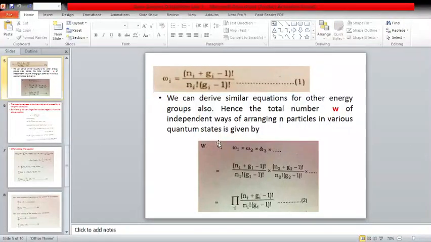We can derive similar equations for other energy groups also. Hence, the total number W of independent ways of arranging N particles in various quantum states is given by W equals W1 into W2 into W3 etc. That is, N1 plus G1 minus 1 factorial divided by N1 factorial into G1 minus 1 factorial, into N2 plus G2 minus 1 factorial divided by N2 factorial into G2 minus 1 factorial, into etc. That is, pi over i of Ni plus Gi minus 1 factorial divided by Ni factorial into Gi minus 1 factorial.